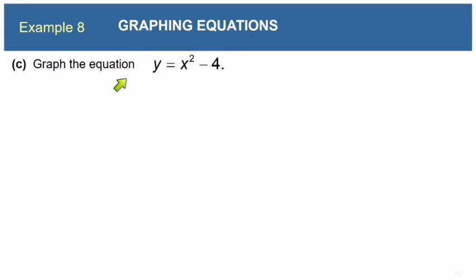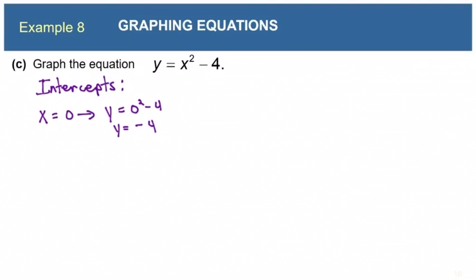And our last equation to graph in this section, y equals x squared minus 4. Let's try to find the intercepts first. If we let x equal 0, we'll find the y-intercept. So when x equals 0, we get 0 squared minus 4, which is negative 4. The graph is going to cross the y-axis at y equals negative 4.